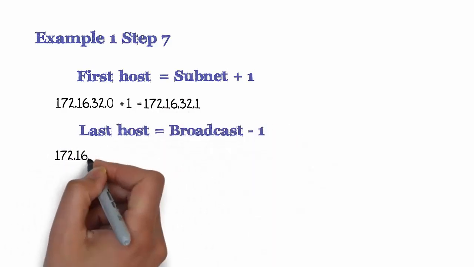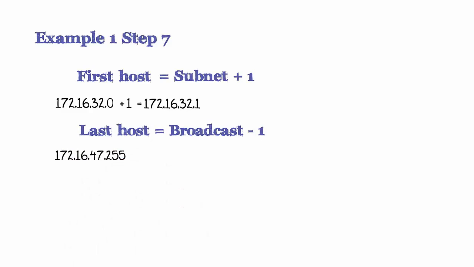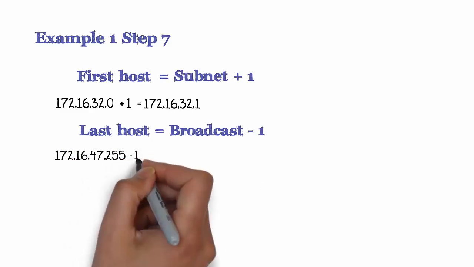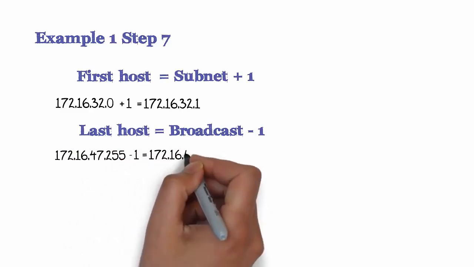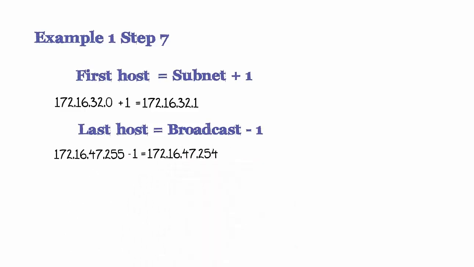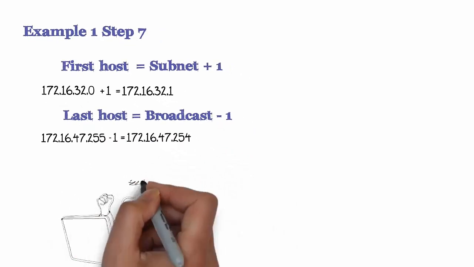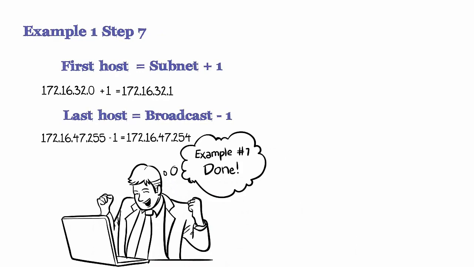So 172.16.47.255, which is our broadcast address, less 1 is equal to 172.16.47.254. And that's it. You've worked out the answers to the question. Now initially that might seem like a lot of work, but you should be able to start doing examples within 30 to 60 seconds using this method, thus the quick method.